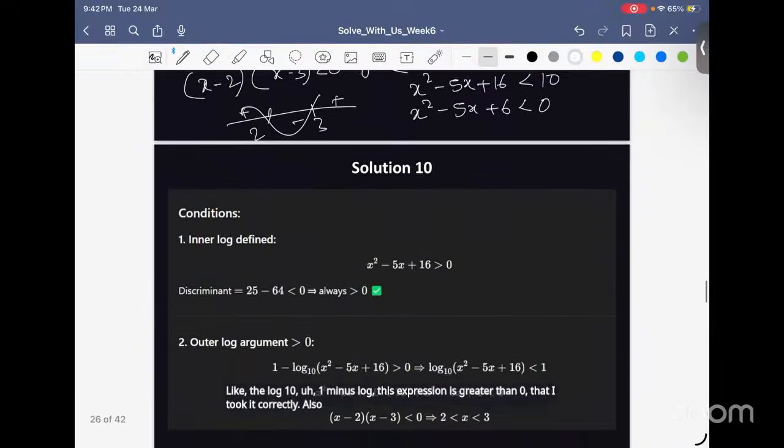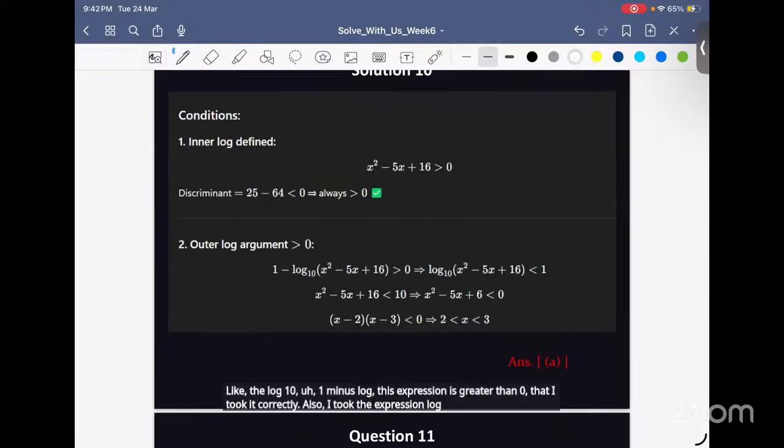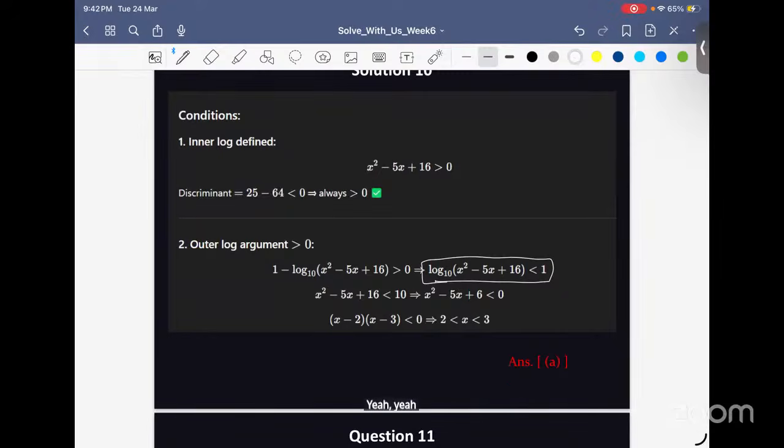Also correct. I took the expression log 10, that expression should be less than 1, as 1 is the greater value. But in the next step, I took the expression wrong.